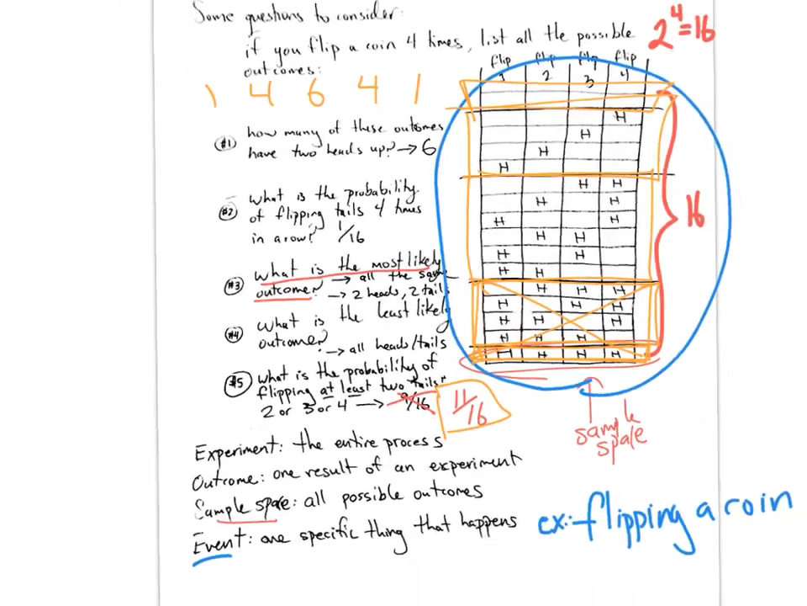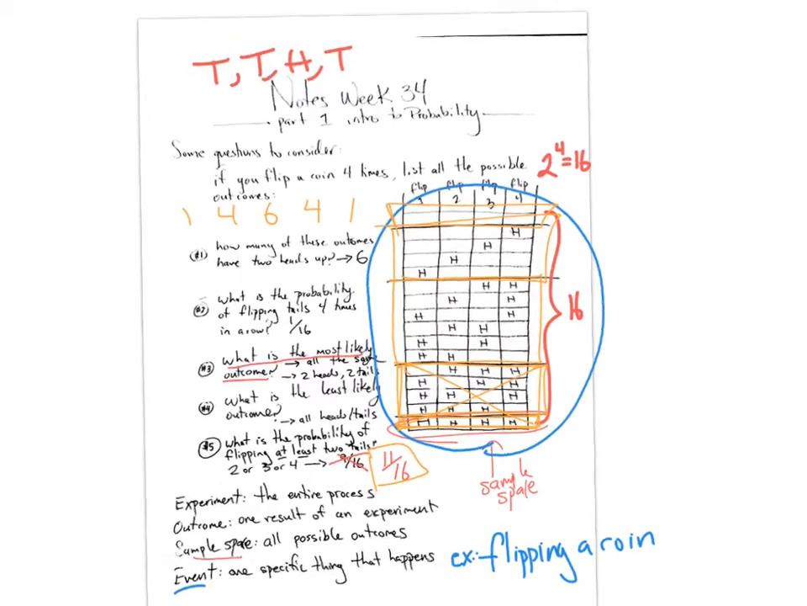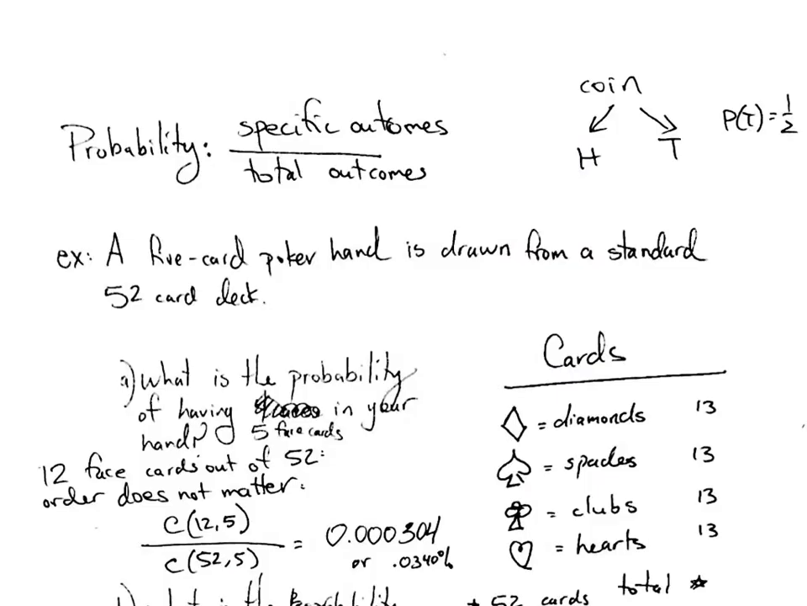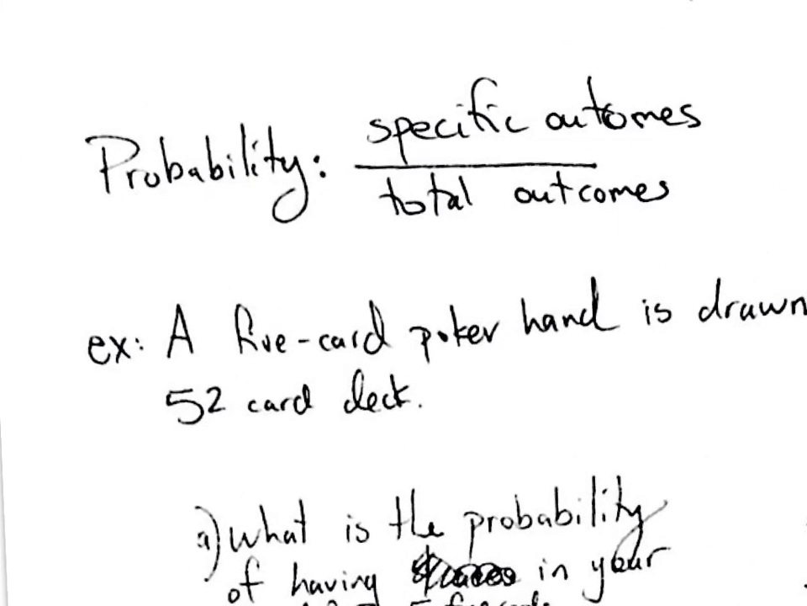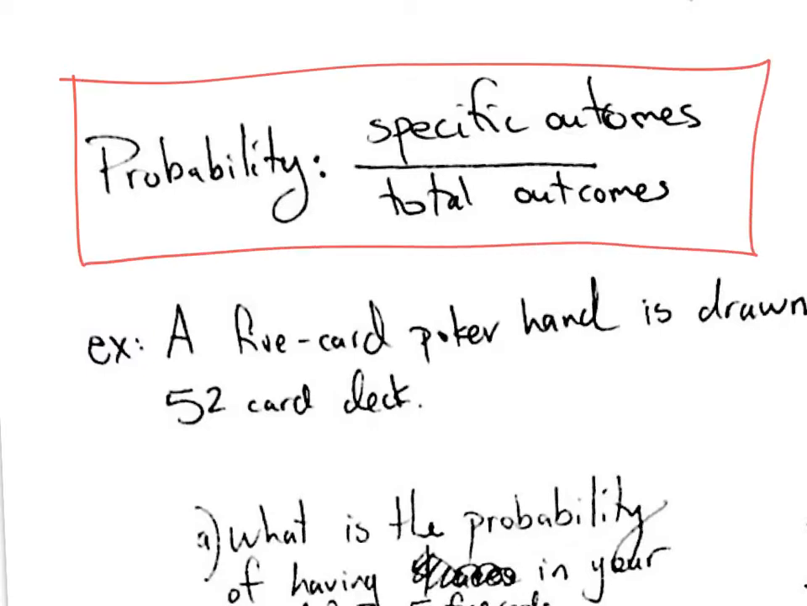All right, a little bit about probability. So let's talk about cards. So our definition of probability, to keep it simple, is just the number of specific outcomes that yield that result over the total possible outcomes, or sample space.